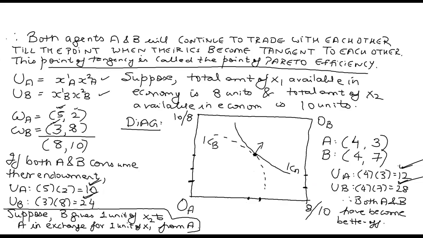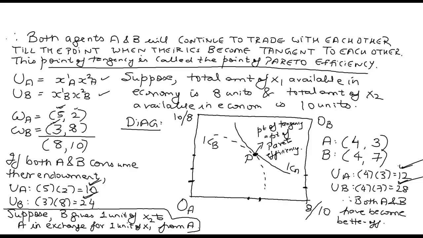This point of tangency is called the point of Pareto efficiency. Once both the agents have reached this point, they will not trade, because if they trade now, one agent will become better off by making the other agent worse off. This is my point of Pareto efficiency, point P.